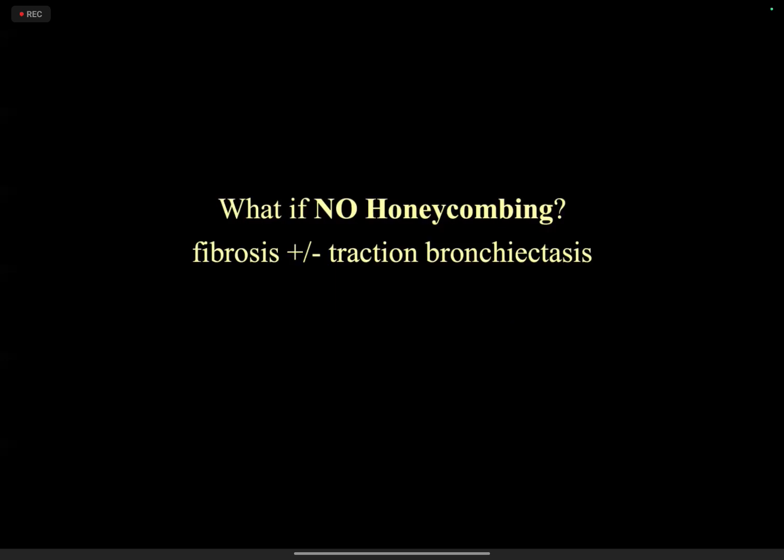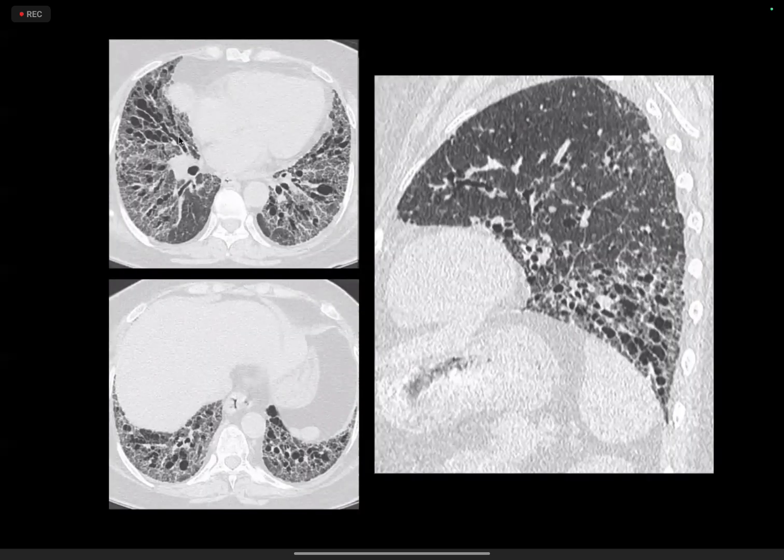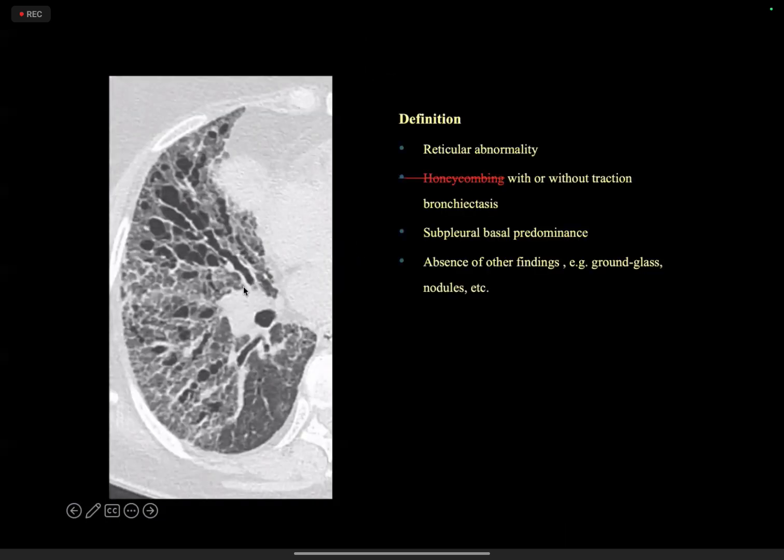And then what if there is no honeycombing? So the other pattern of UIP, in this example, you see all the other criteria: the basal subpleural predominant reticular opacity, there is traction bronchiectasis, there is basal subpleural predominance, as you can see the gradient here, and absence of other findings. But the only thing that you don't see is the honeycombing. Honeycombing is absent. Rest everything is fulfilled. Then this is still a UIP pattern, but a probable UIP pattern because all the four are not fulfilled.